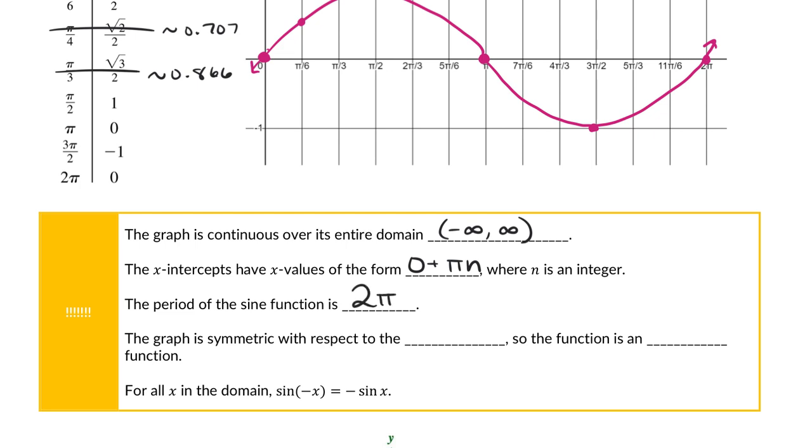The graph is symmetric with respect to the origin. If I were to graph more of it this direction, like into the negatives, you'd see that it could spin on top of itself. So the function is an odd function, which then means that if we had the sine of some negative value x, it'd be equal to the negative value of sine of x. This all has to do with the unit circle, the ASTC quadrants. This is exactly verifying all of that. So we know a lot of things about sine. We're just putting them into a graph now.